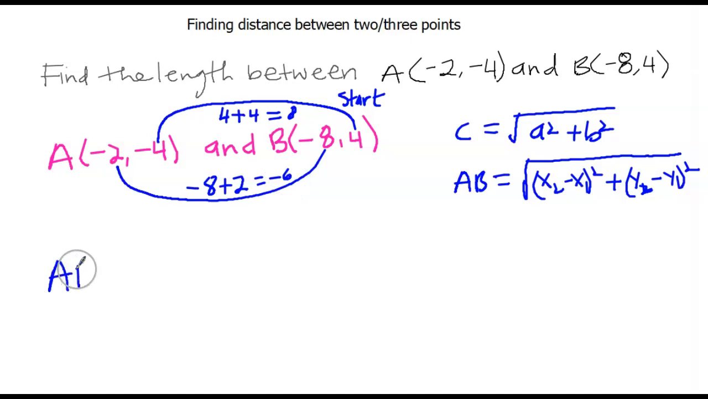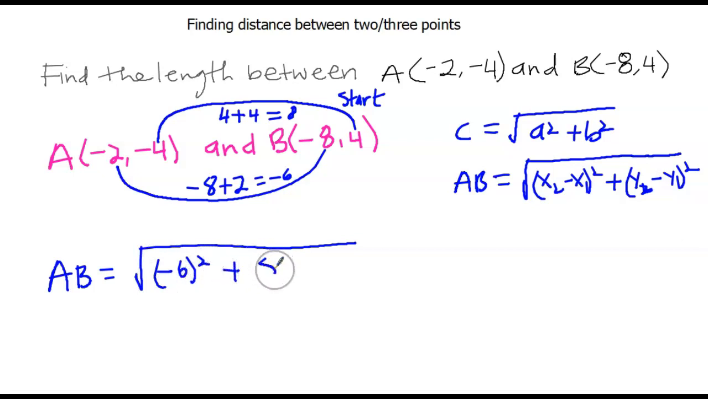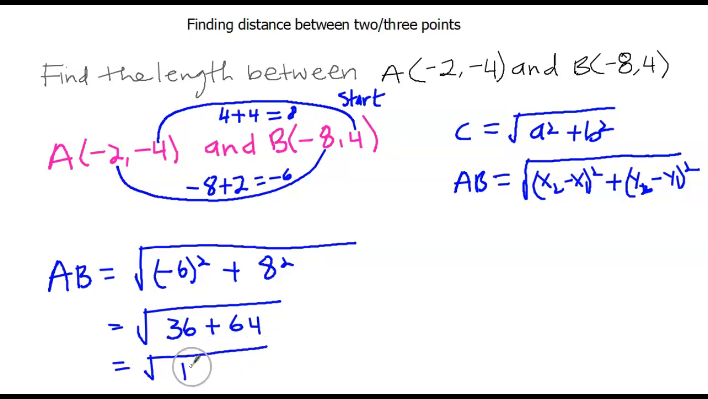So the length AB is the square root of -6 squared plus 8 squared. 6 squared is 36. 8 squared is 64. We get 100, and it's 10 units.